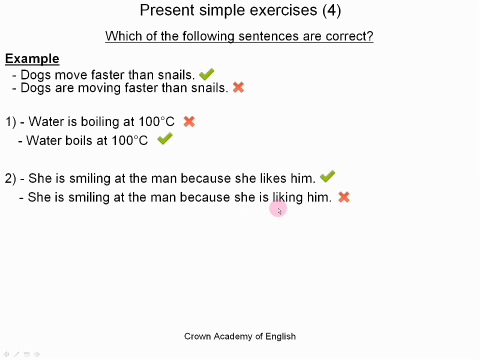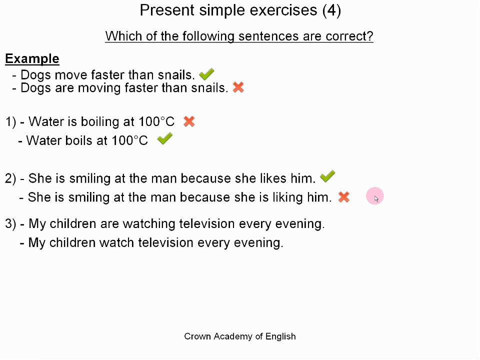Okay, we cannot say she's smiling at the man because she's liking him. She is liking him. That is wrong. You would never hear that. You would never write that. You would never say that. Question 3. Which sentence is right and which one is wrong?